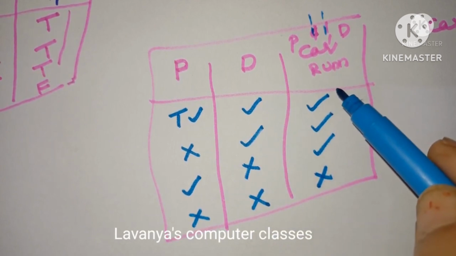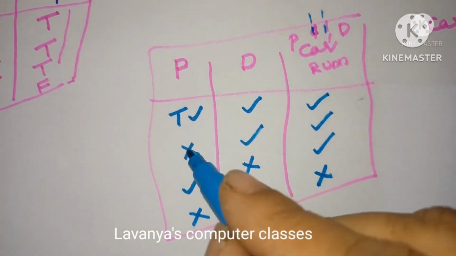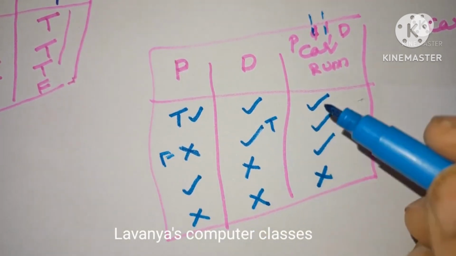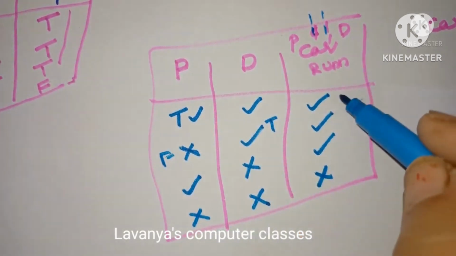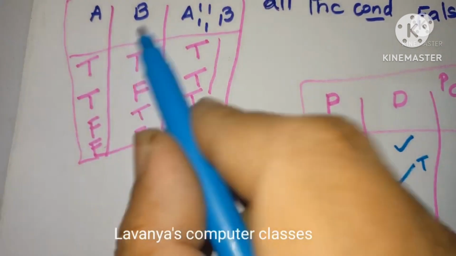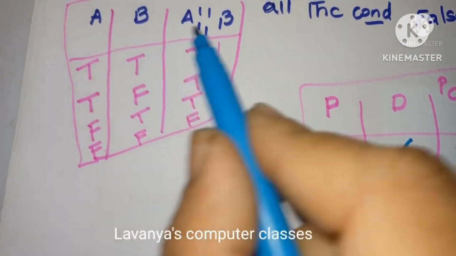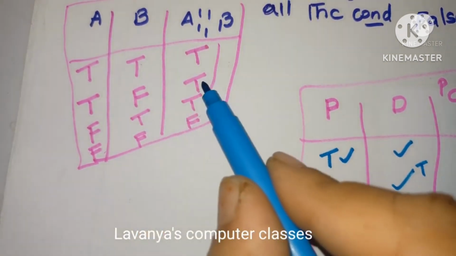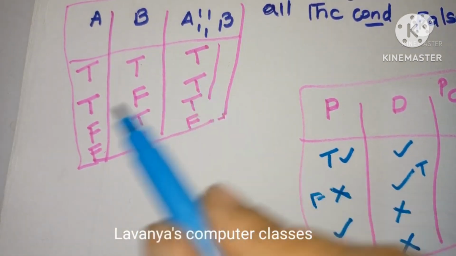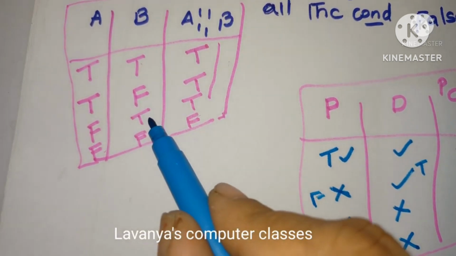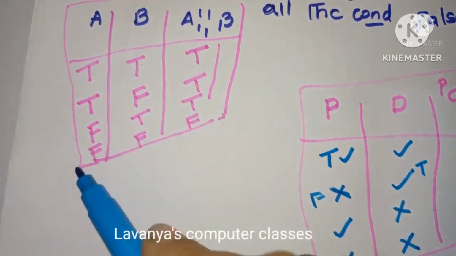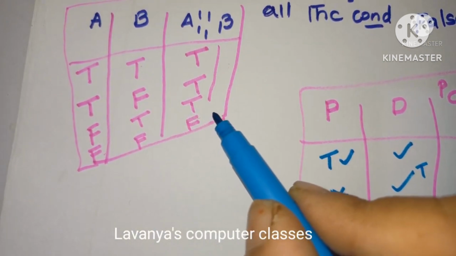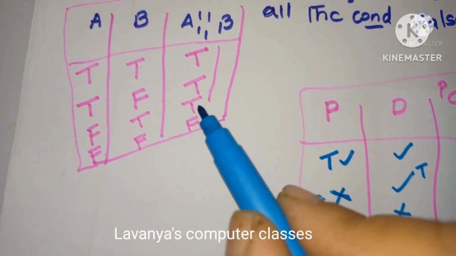Then the car is running. So like this, here star means failed, false, and tick mark means true. So true, true, true. Petrol is there, diesel is there, car is running. Petrol is there, no diesel, then also no problem, car is running. True. No petrol, but diesel is there, yes, car is running. No petrol, no diesel, then automatically the car is not running. That time only you are facing the problem.